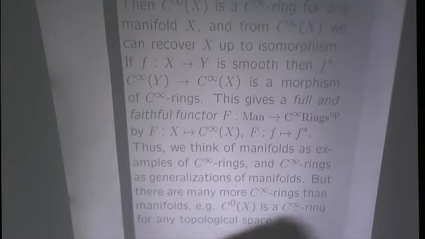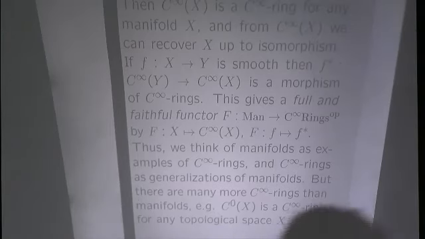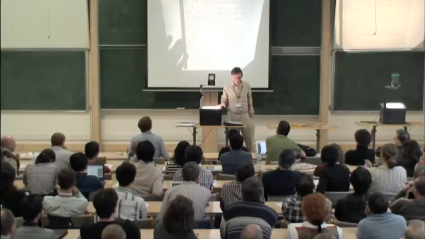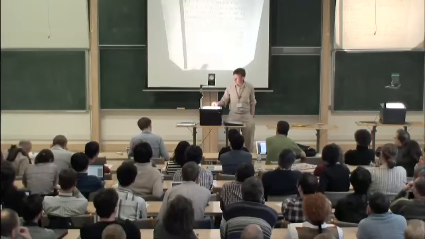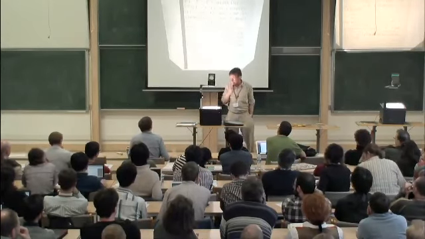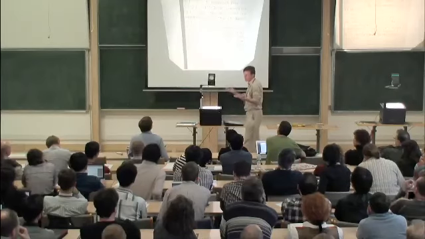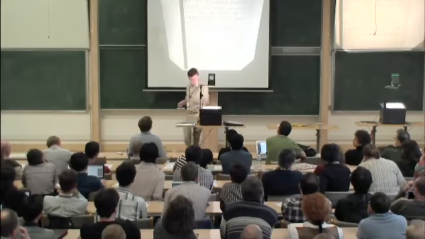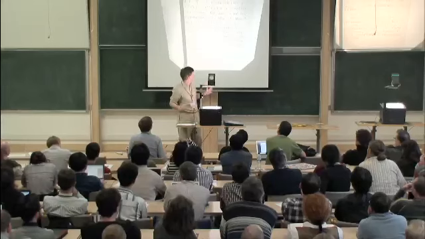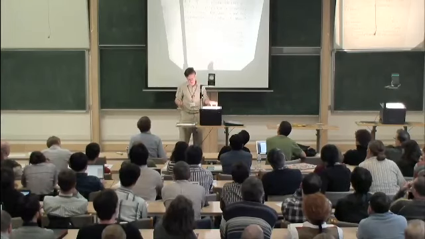But then if you think about C-infinity rings as giving you a new class of smooth spaces, you'll see that this class is really huge. There are far more C-infinity rings than there are manifolds. So for instance, for any topological space X, C0 of X is a C-infinity ring. So Spec of it is a C-infinity scheme. So this new class of geometric objects we introduce is really huge.